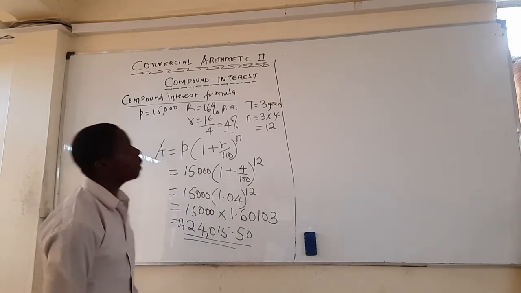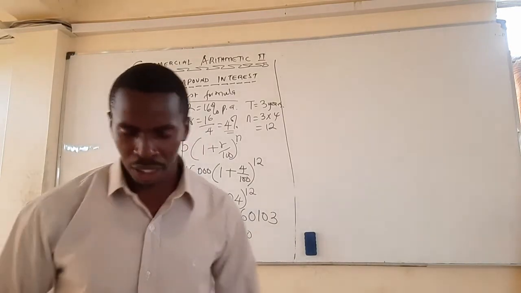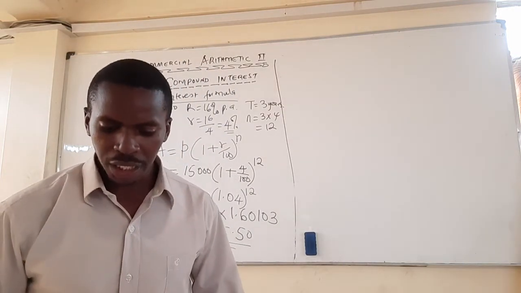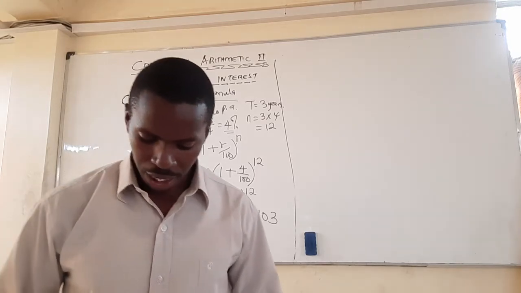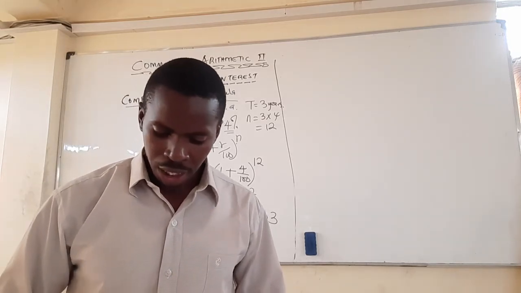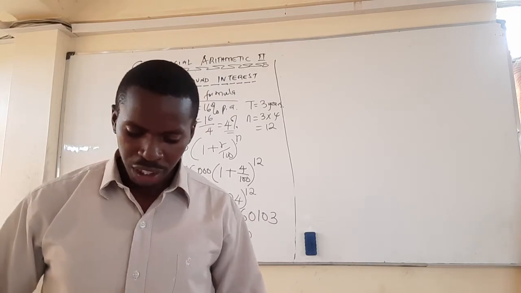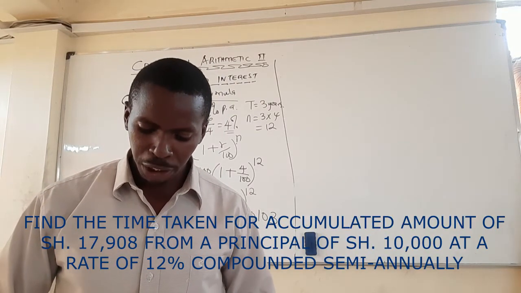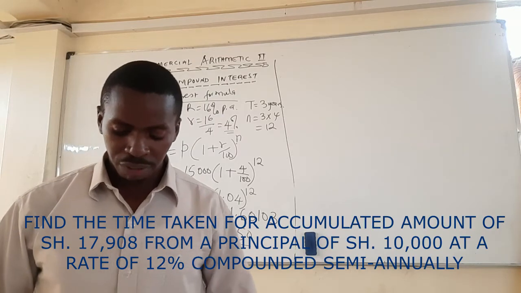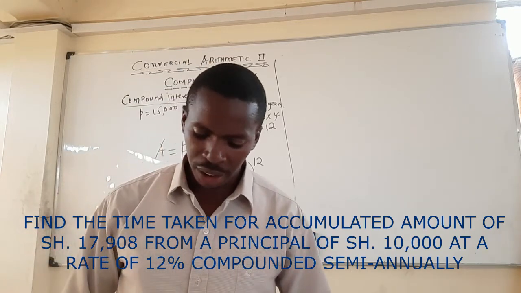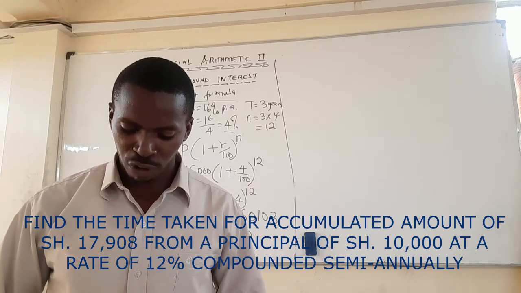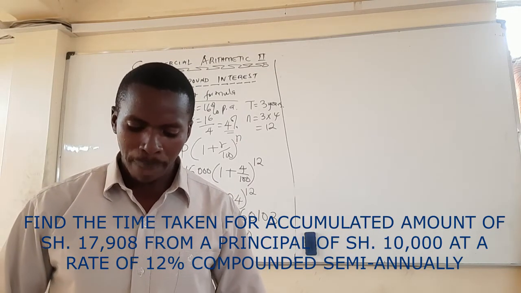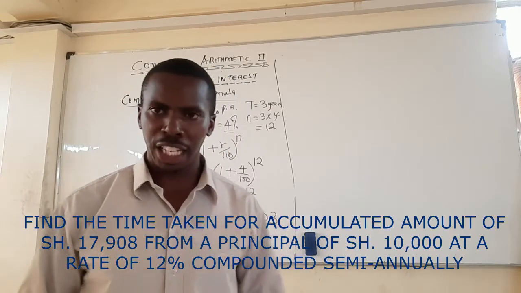That is how we go about using the compound interest formula. Let's look at example 2, to see how I can get this. We have the question here. Find the time taken for an accumulated amount of 17,908 shillings from a principal of 10,000 at a rate of 12% compounded semi-annually.